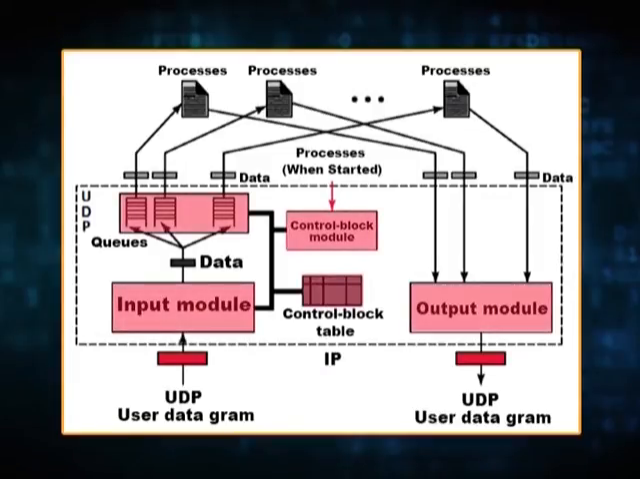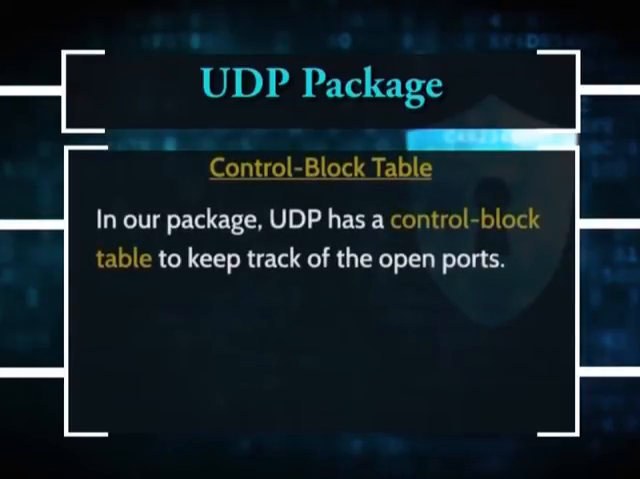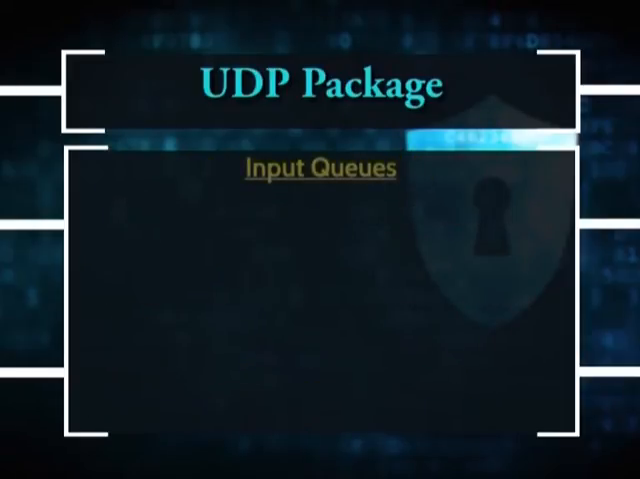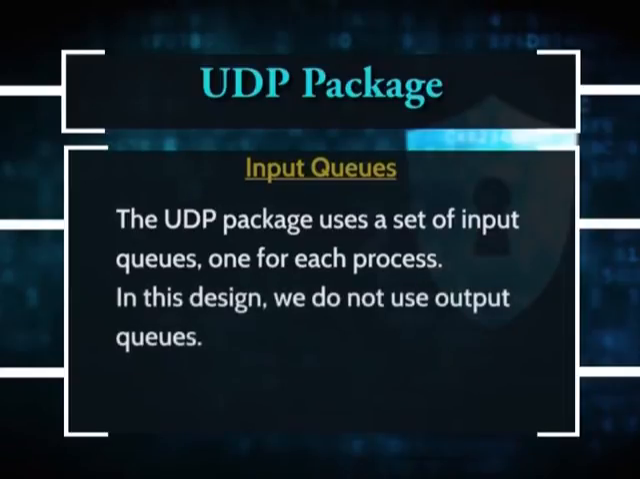First, control block table. In our package, UDP has control block table to keep track of the open ports. Each entry in this table has a minimum of 4 fields: the state, which can be free or in use, the process ID, the port number, and the corresponding queue number. Next, input queues. Our UDP package uses a set of input queues, one for each process. In this design, we do not use output queues.